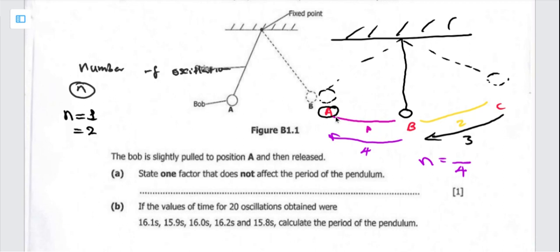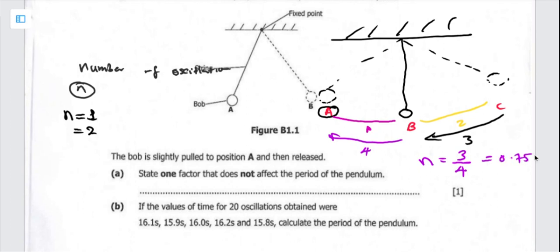If the question is saying the bob moved from A through B to C and back to B, how many movements? That is 1, 2, 3. So you're going to put a 3 on top here, and then you divide. Then you're going to find maybe 0.75. Okay, that is one thing that you need to understand.